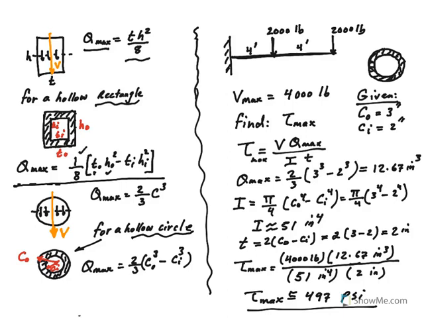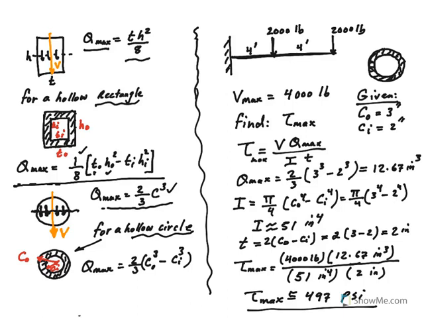Okay. How about a hollow circle? For a solid circle, we know maximum shear stress happens right at the center, right on the neutral axis. Q max, I showed you in the video, is 2/3 c cubed. For a hollow circle, guess what? It becomes 2/3 times c outside cubed minus c inside cubed. So I have a very simple example here for you.